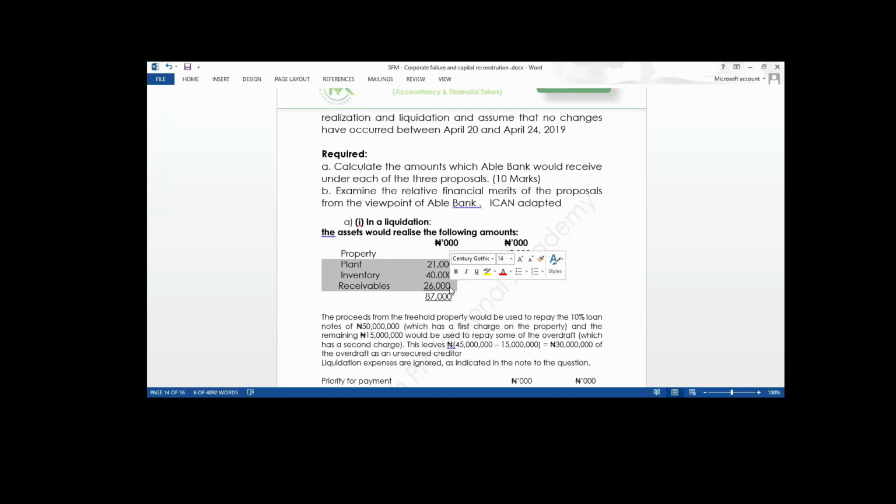Remember the question. If this company is liquidated, how much will the bank get? If the company is liquidated, we are going to realize 65 million and 87 million. When we realize this cash, the proceeds from the freehold property will be used to repay the 50 million. That means out of 65 million, you are going to pay 50 million. You are left with what, please?